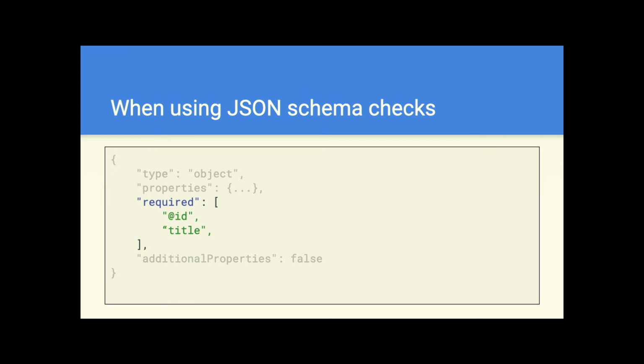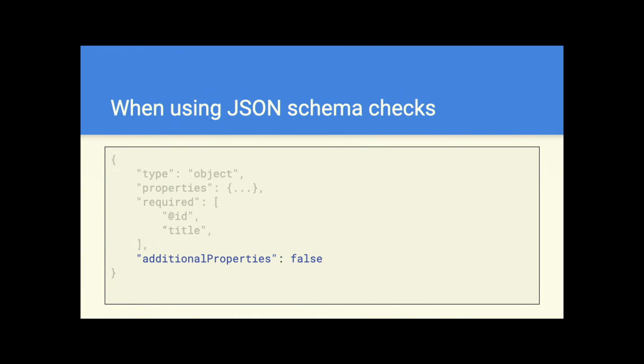When you're using JSON schema checks, make sure that you set all of the properties and objects as required. If you do not, a schema check will not complain if anything is missing, because by default, any property in your JSON object can also be non-existing.